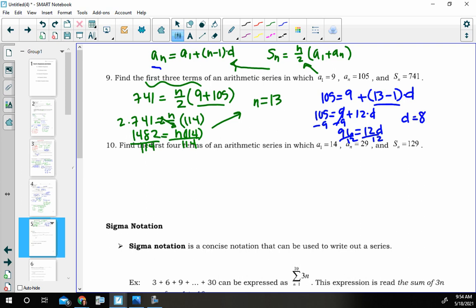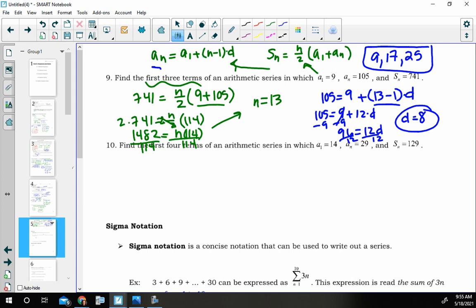to give me 8. All right, so now, what was I trying to get? The first 3 terms. I got the first one, so 9. My distance I'm traveling is 8. So we're doing arithmetic, so we add 8 to get 17. Add 8 to get 25. There are my first 3 terms, a sub 1, a sub 2, and a sub 3.